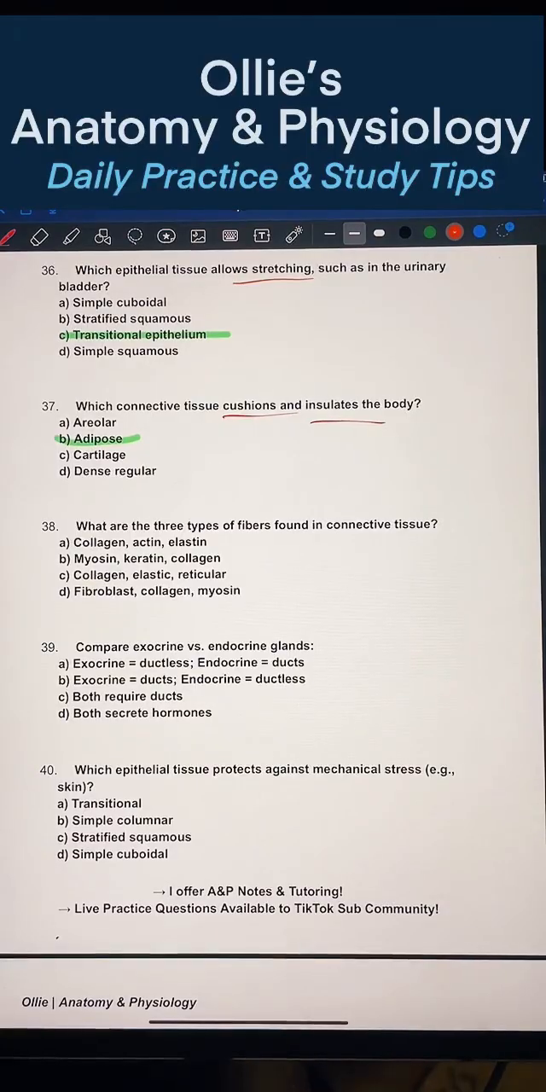Number 38, what are the three types of fibers found in connective tissue? Which ones are these going to be? A, B, C, or D? We talked about two of them. Let's see if we can get the third one. What do we know about the third one? A, B, C, or D for number 38.